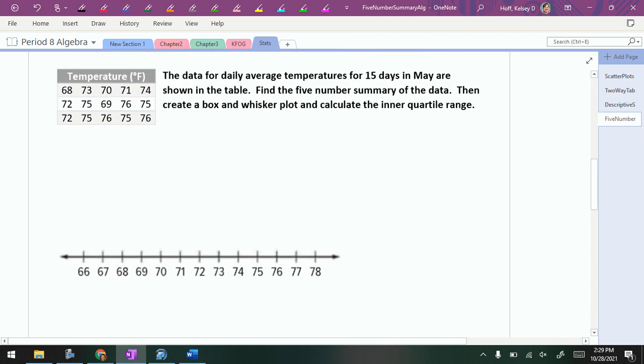So the data for daily average temperatures for 15 days in May are shown in the table. Find the 5-number summary, so we're going to have 5 answers there. Create the box and whisker plot, and calculate the interquartile range. So the first thing we should do is list these numbers in order. What's your smallest number in that table? 68 is? So 68.